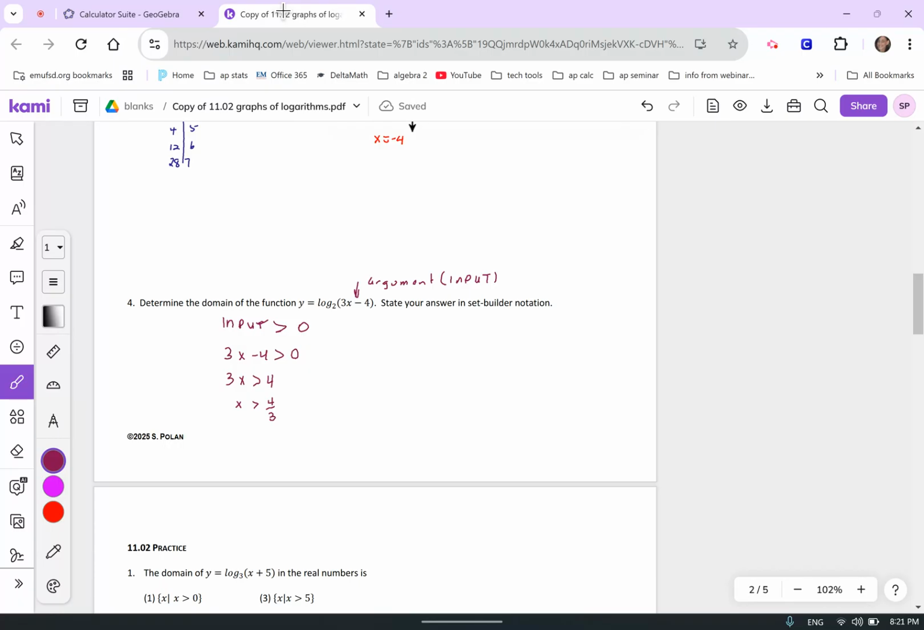So the domain of this function in set builder notation is x such that x is greater than 4/3. It can't even be equal to 4/3 because log of 0 is undefined. In interval notation, it would be 4/3 with a soft bracket to infinity.